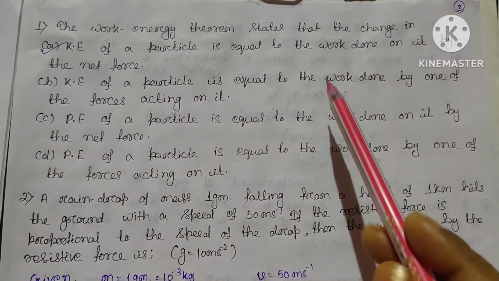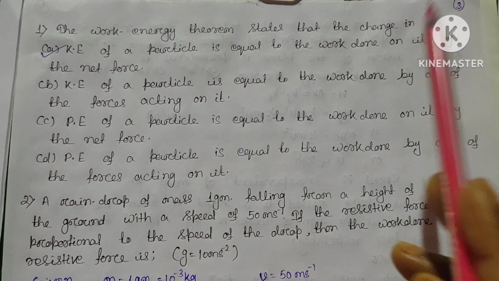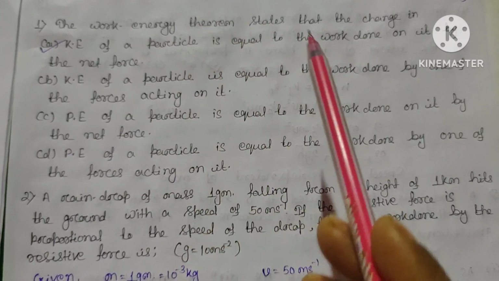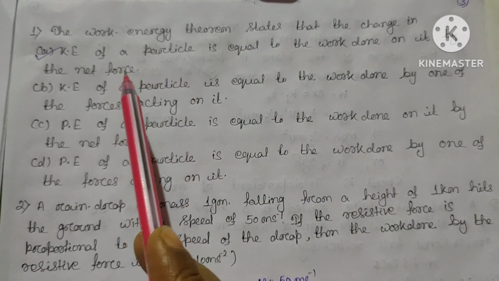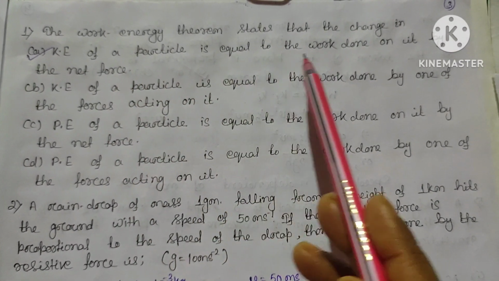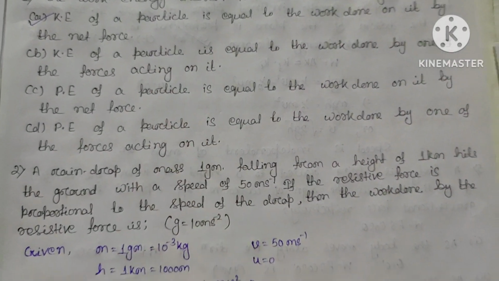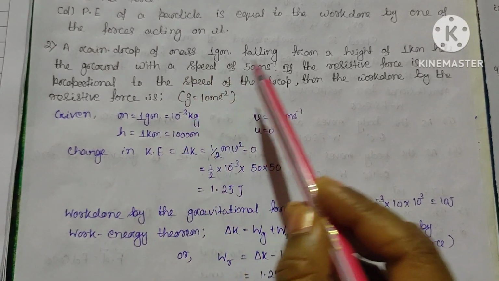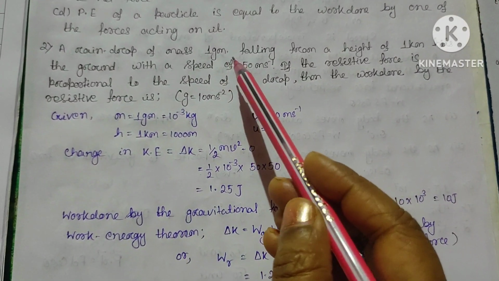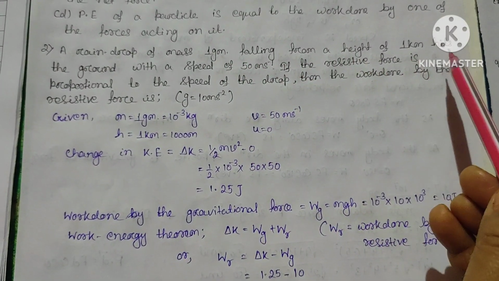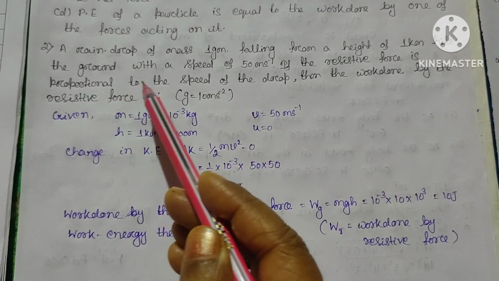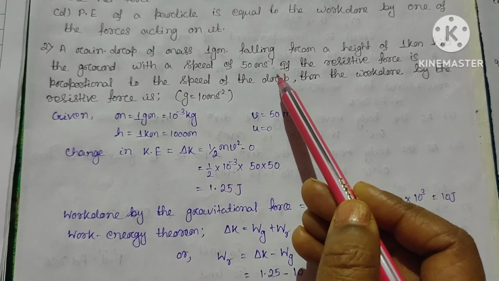Next question is: the work energy theorem states that the change in dash. So the work energy theorem basically states that the change in kinetic energy of the particle is equal to the work done on it by the net force. Okay. A raindrop of mass 1 gram, this is another question, falling from a height of 1 kilometer hits the ground with a speed of 50 meter per second.